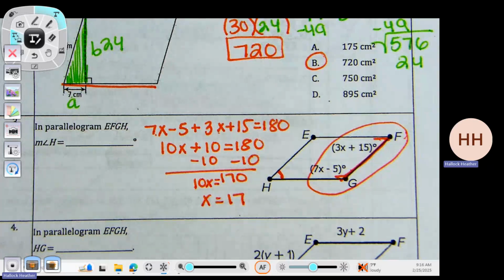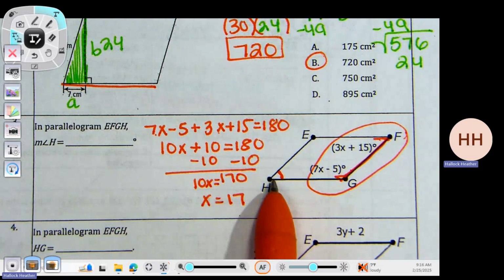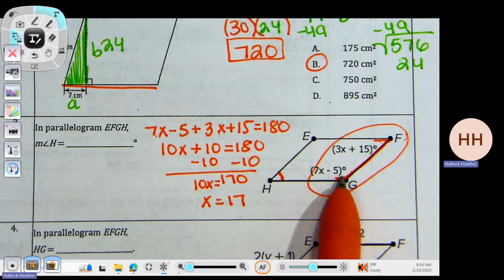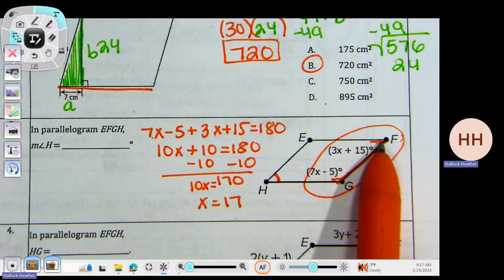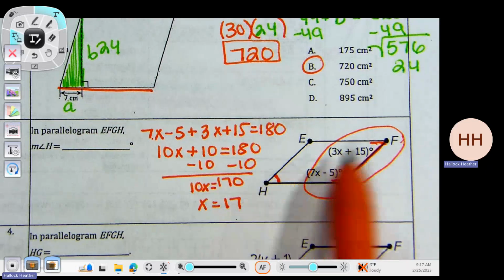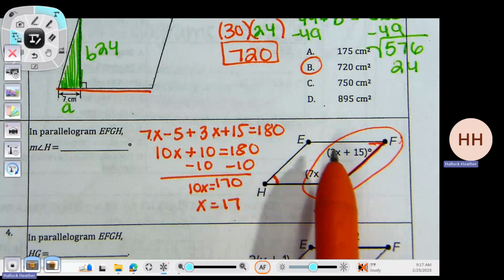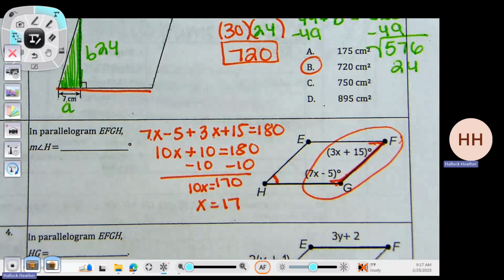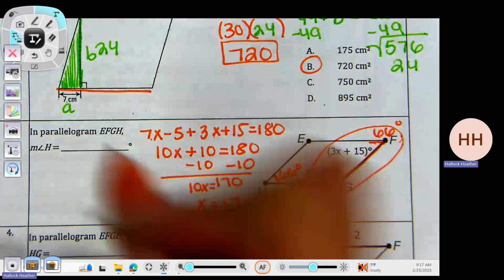I'm not done. I have to find the measure of angle H. So H is over here. So I'm going to plug it in. Either I can plug it into G and subtract from 180 to find its supplement, or I could plug it into F and opposite angles are congruent. So the easier way would just be to find F, and whatever F is, H is automatically going to be the same thing. So 3 times 17 plus 15. So 66 degrees goes here and 66 degrees goes here.